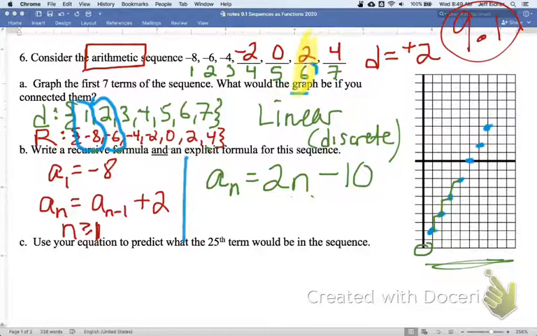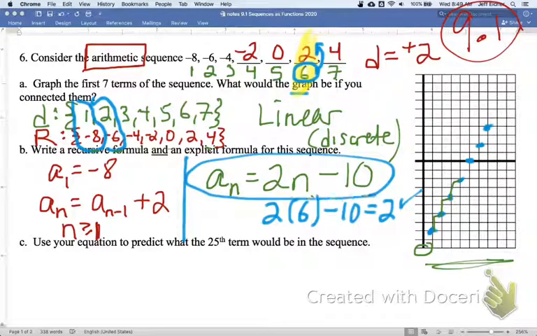If I plug 6 in, I should get 2. 12 minus 10 is 2. So that looks like this is our explicit function, and this is our recursive function. Now the explicit function is really beneficial. Even though it might be a little harder to write, the recursive formula typically is easier to write.